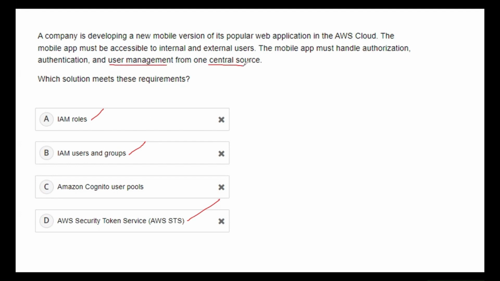But if you want a service which has to handle authorization, authentication, and user management from one centralized source, then the service that does that is Cognito user pools. So you have to create a Cognito user pool and link this user pool with your application. That way your application will use Cognito as its source for authentication, user management, as well as authorization. Okay, so Cognito is the right answer here.